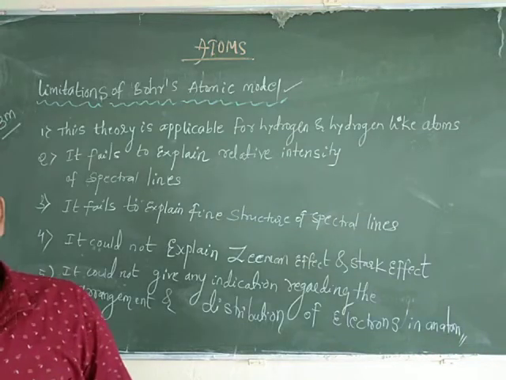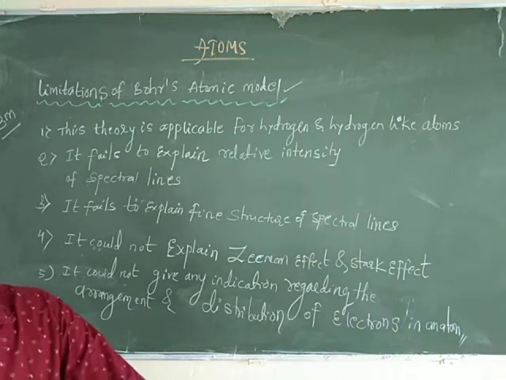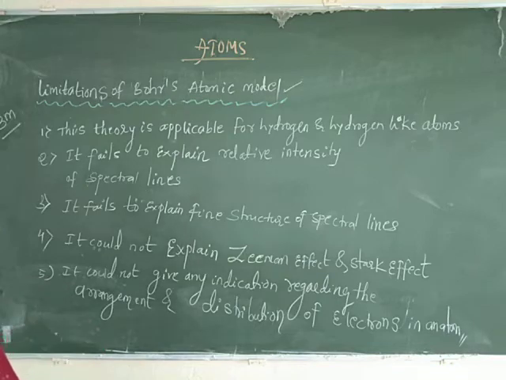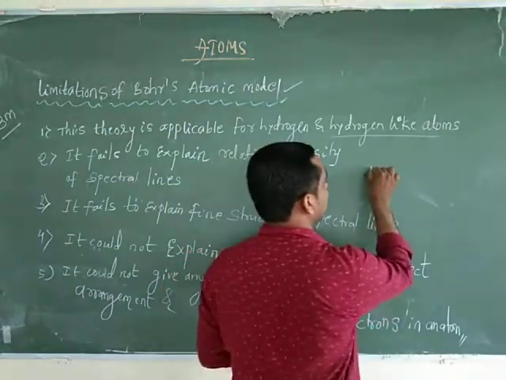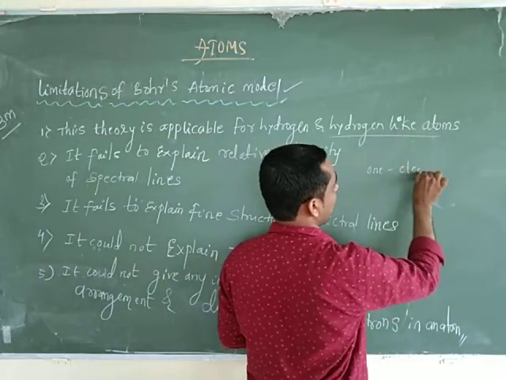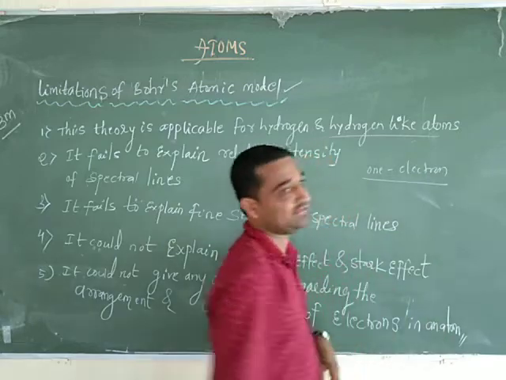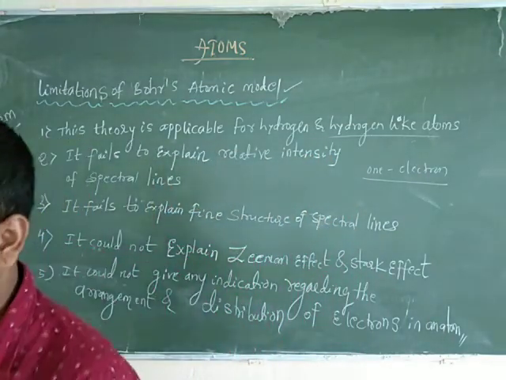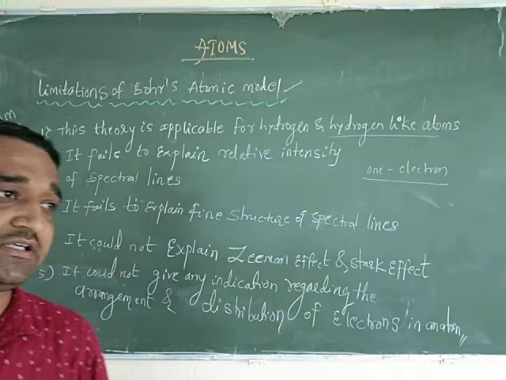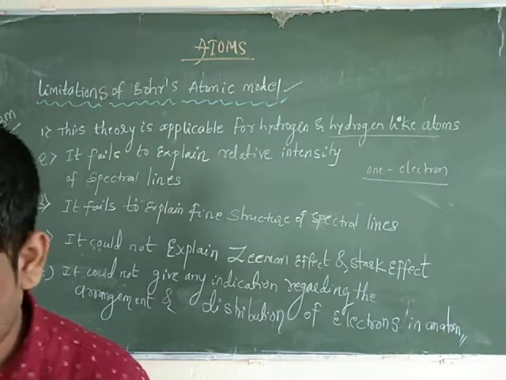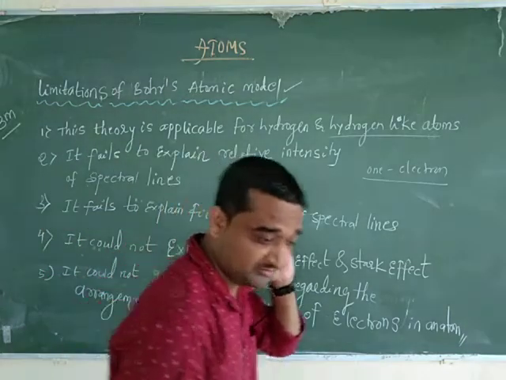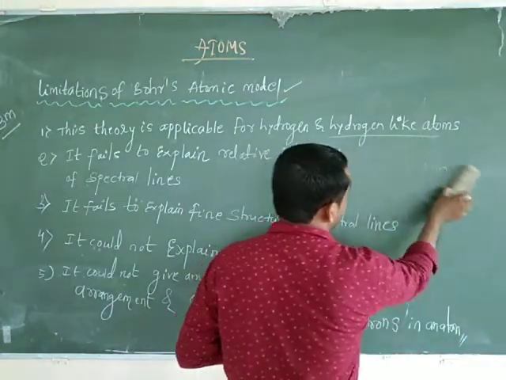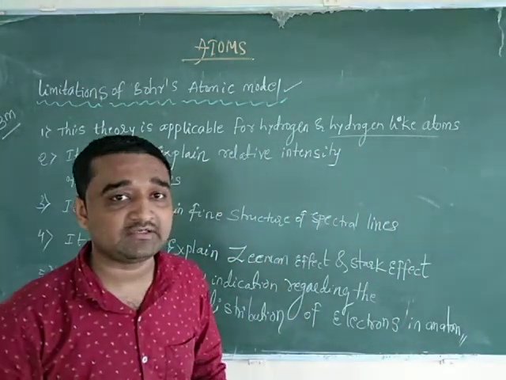This Bohr's atomic model explains only the spectra of simple atoms. That means what here? The atoms having only one electron. Hydrogen atom is what? It is having only one electron. It explains the spectra of simple atoms, that means the atoms having only one electron. And it can explain the spectra of hydrogen atom and hydrogen-like atoms. Do you know what is meant by hydrogen-like atom? A hydrogen-like atom means it is having only one electron.